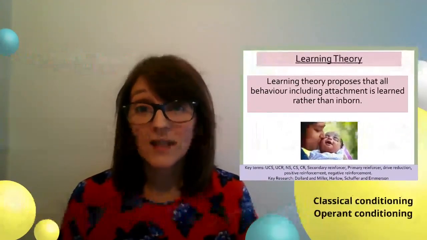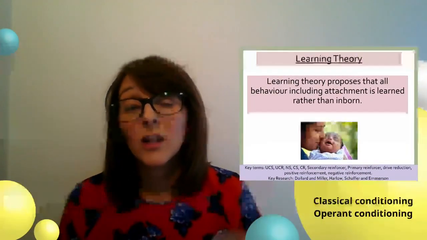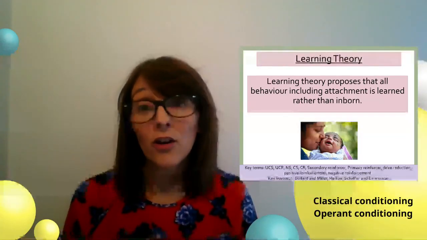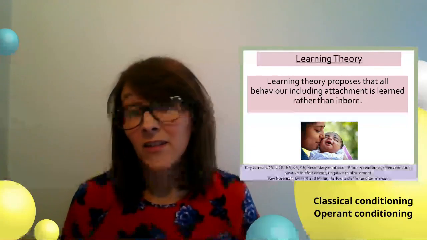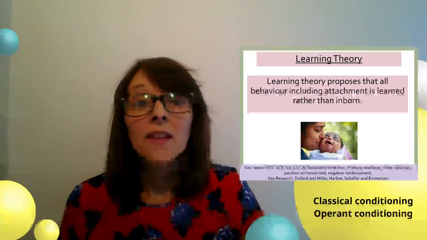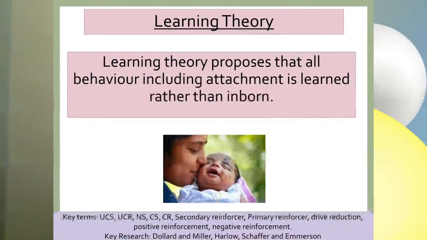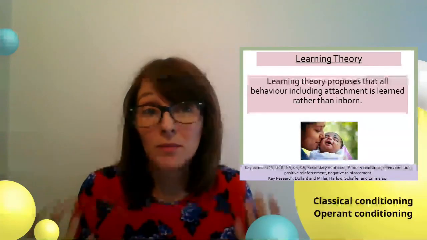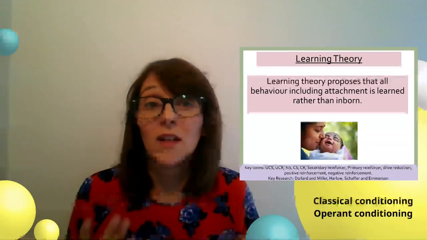So in the lesson today, we're going to look at learning theory. You can see at the bottom we've got 2 parts to learning theory: classical conditioning, operant conditioning. You might have guessed that was the topic from the keywords that are on the PowerPoint. So learning theory proposes that all behaviour, including attachment, is learnt rather than inborn. So we learn how to behave, we learn how to form attachments as well. We don't just automatically form an attachment, it's something that we learn.